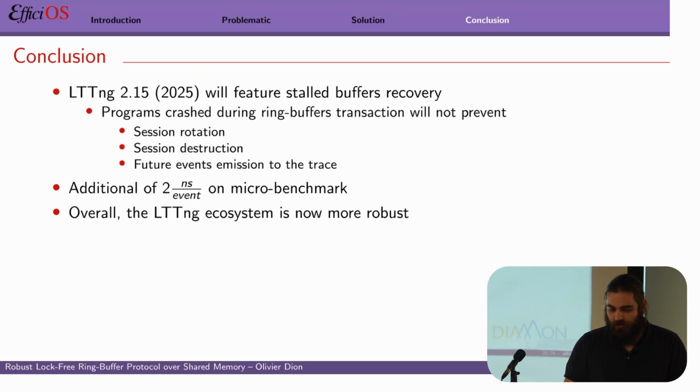And in conclusion, this feature will be available in 2.15 this year. Now, if a program crashes during a ring buffer transaction, for a per-user ring buffer or per-process, this is not a problem anymore. The session rotation will not hang. The session destruction will not hang either. And future event emission to the trace will not be prevented, basically.